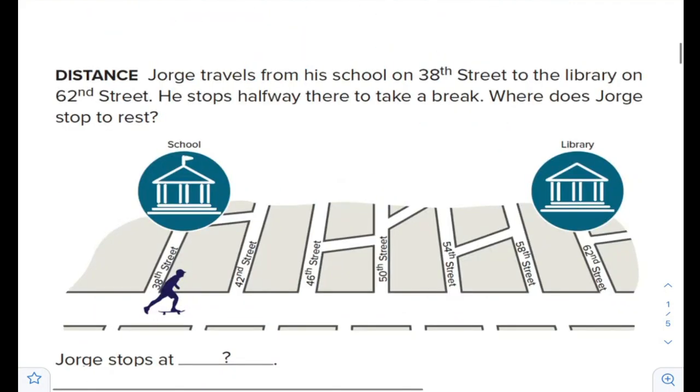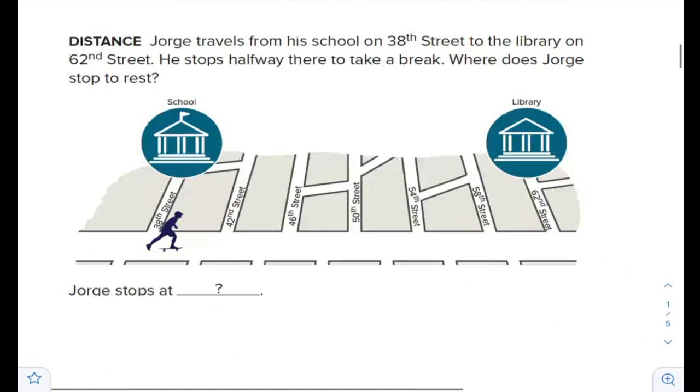Let's apply it on one of the real life examples. George travels from his school on 38th Street, so here at position 38, to the library on the 62nd Street. This is number 62. He stops halfway. So this is the keyword that we are looking for. Halfway, middle, meaning midpoint. There to take a break.